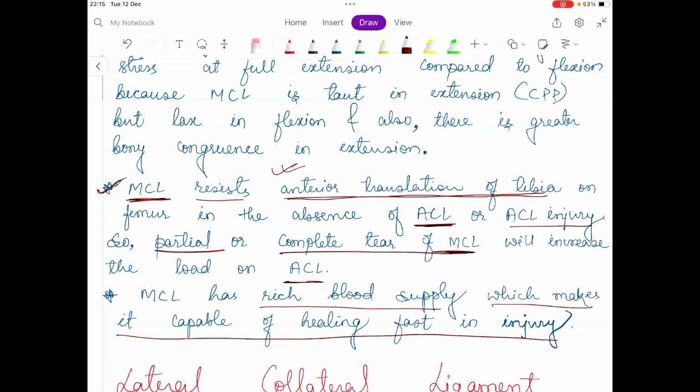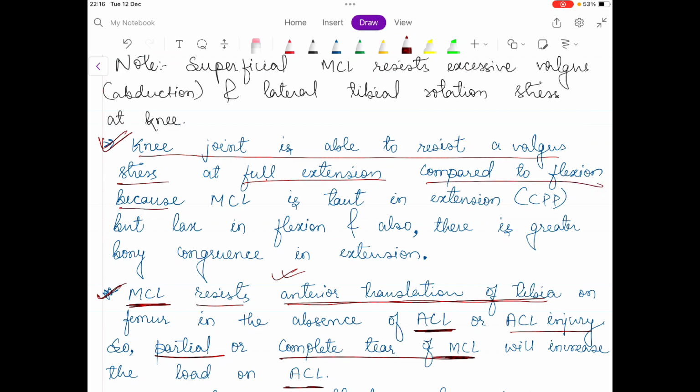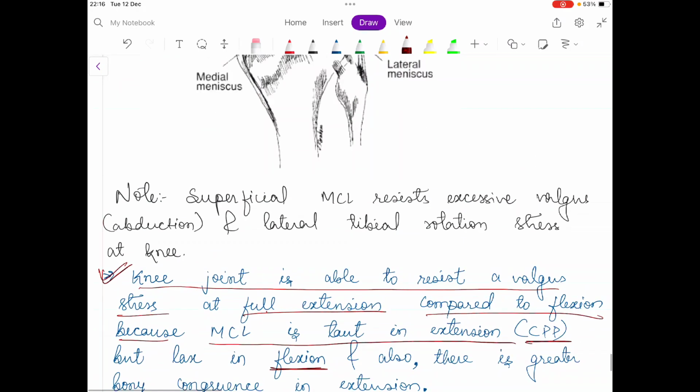Okay, so till now I have discussed the course of the MCL and the function of the MCL. These two are very important. Please keep in mind this line also. You just have to remember that the knee joint is able to resist a valgus stress at full extension compared to flexion. Because there is a laxity of the ligament in the flexion state, but the ligament is taut in extension, which is also the closed pack position of the knee joint. And this was the function of the MCL ligament.